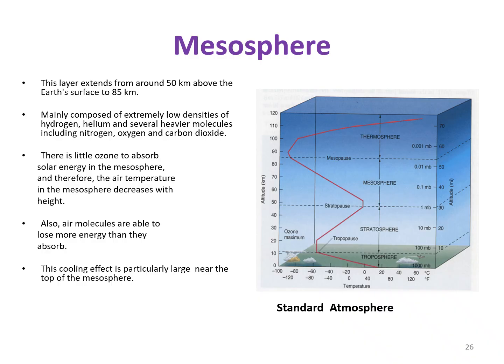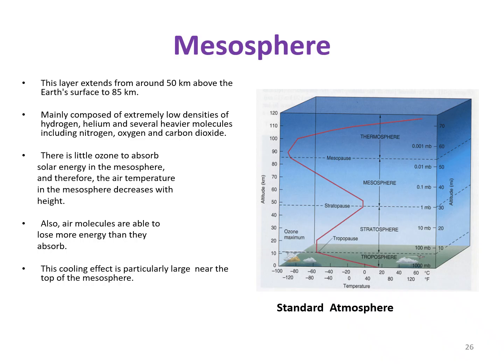Mesosphere is an intermediate layer beyond the ozone layer, and it continues up to an altitude of 80 kilometers from the Earth's surface. So it extends from 50 kilometers above the Earth's surface up to 85 kilometers. And this is mainly composed of extremely low densities of hydrogen, helium, and several heavier molecules, including nitrogen, oxygen, and carbon dioxide. There is little ozone to absorb solar energy in the mesosphere, and therefore the air temperature in the mesosphere decreases with the height.